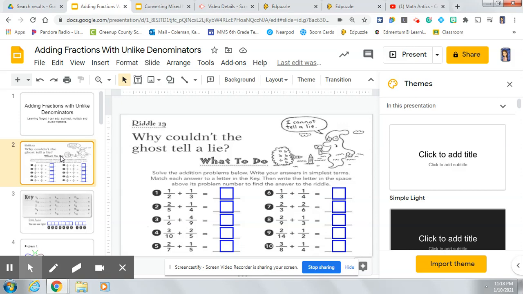And yesterday, you should have watched an Edpuzzle video that talked about the butterfly method with adding and subtracting fractions. Okay, this will always work, adding and subtracting any fraction that has a numerator and a denominator. No whole numbers right now.